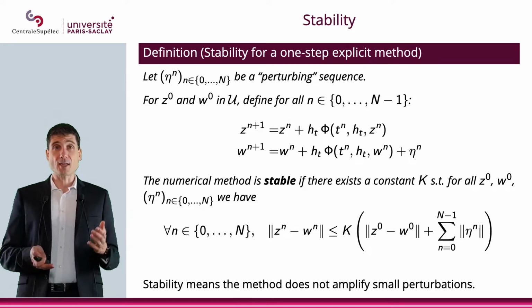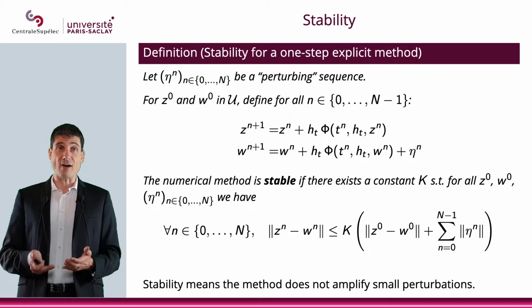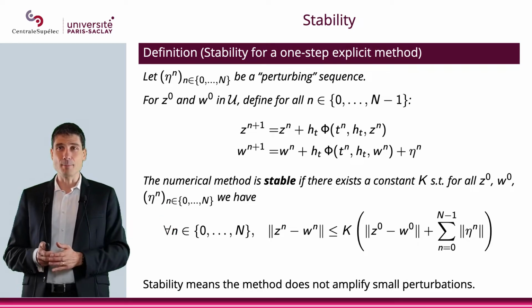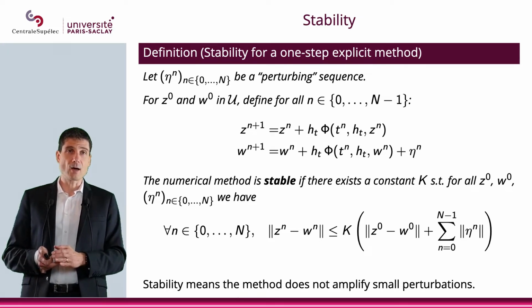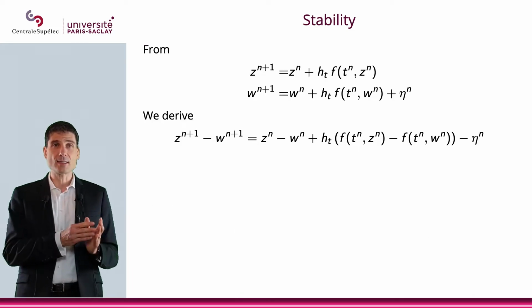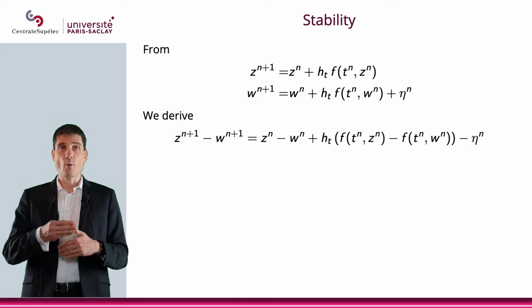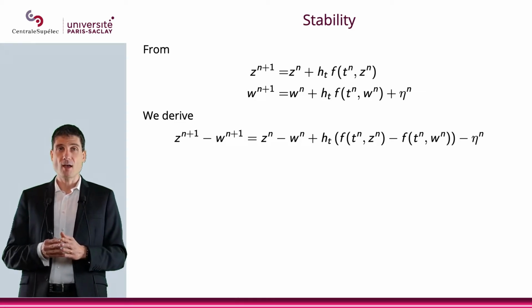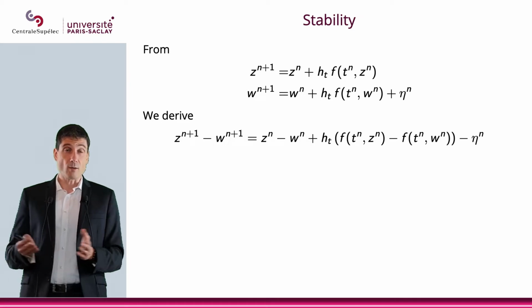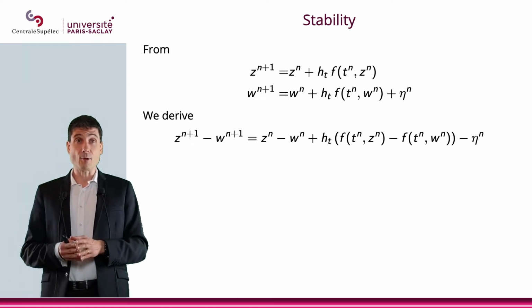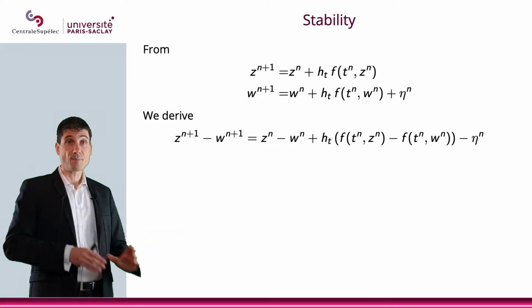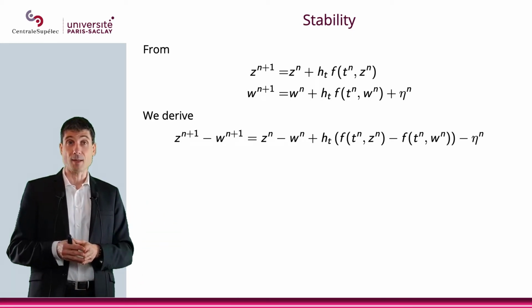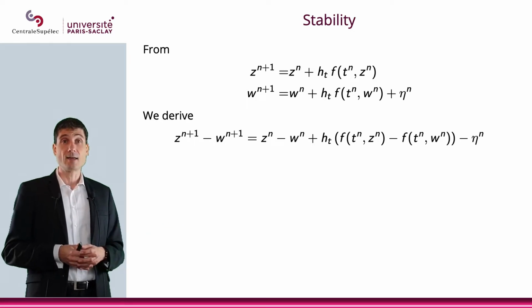For a one-step explicit method, I can rewrite this using my increment function phi. And here's what I get, simply. And what I would like to show you is, what happens if I write Zn+1, Wn+1 with my increment function, which will be the increment function coming from the Euler forward method. Well, in this case, I just write Zn+1 and Wn+1. I do the difference, and what I obtain, obviously, is Zn minus Wn plus ht times f of tn, Zn minus f of tn, Wn. And of course, I have my perturbation, eta n.